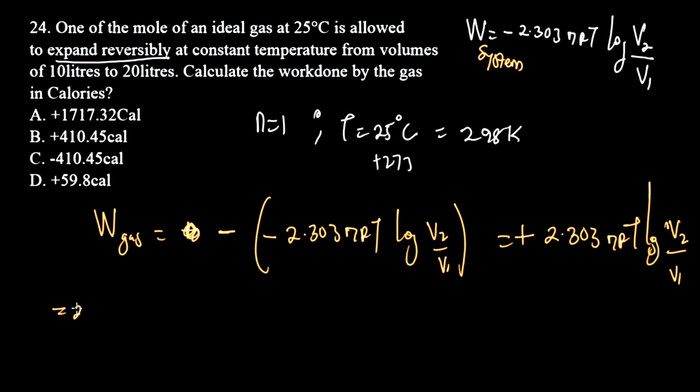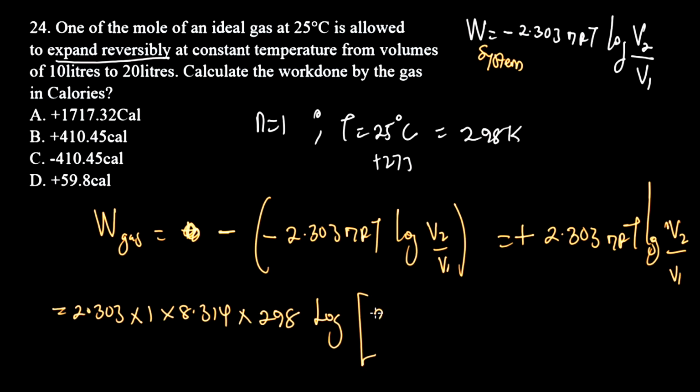So we have 2.303, the number of moles is 1, times 8.314, which is the gas constant, times 298, which is the temperature, and then log of V2 over V1, which is 20 over 10. So we have it to be 1717.6 joules, right?